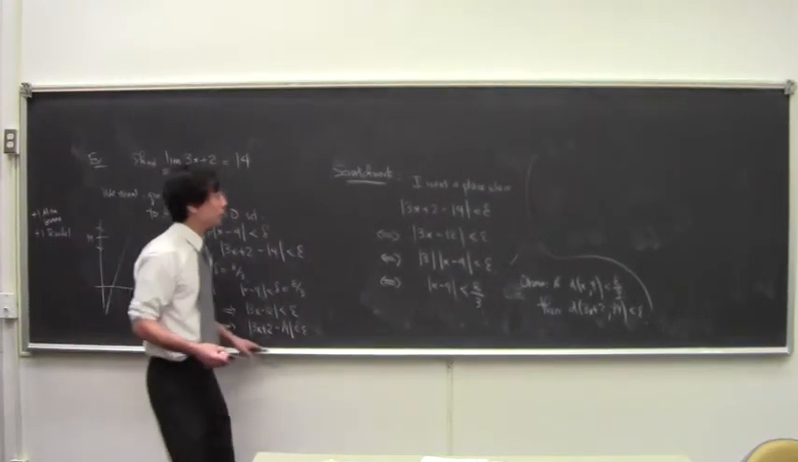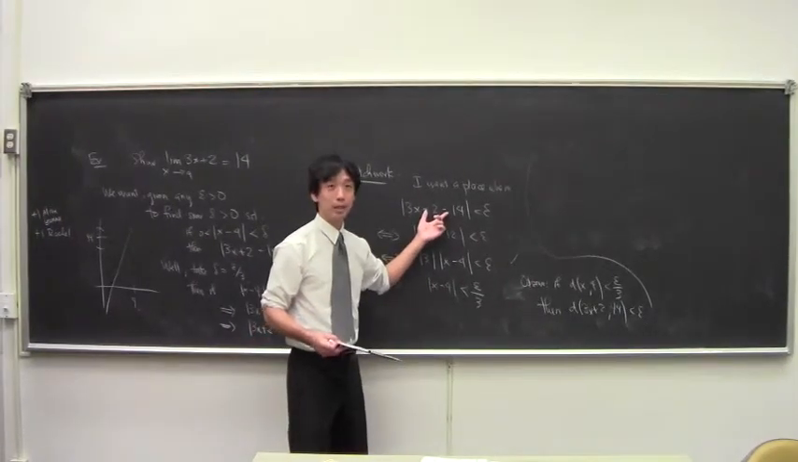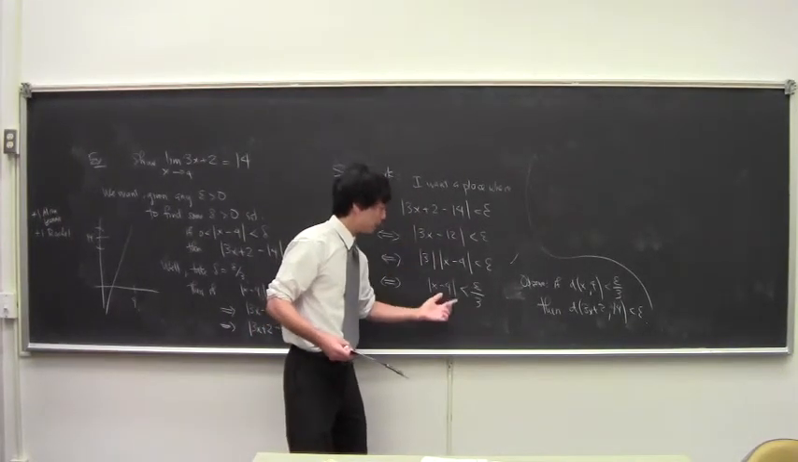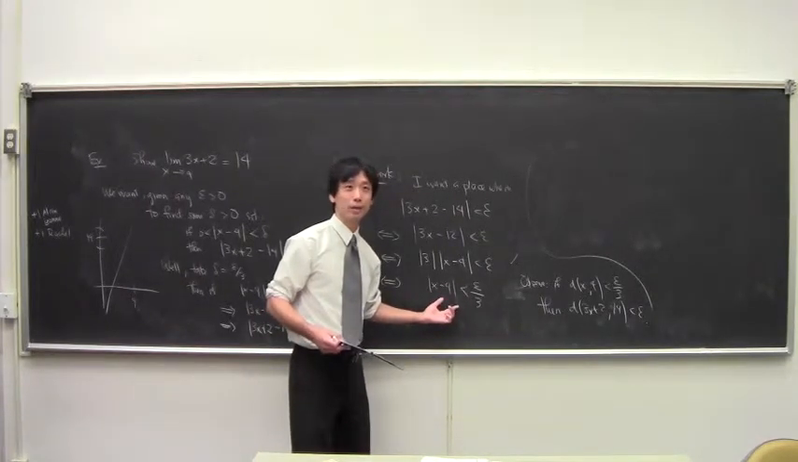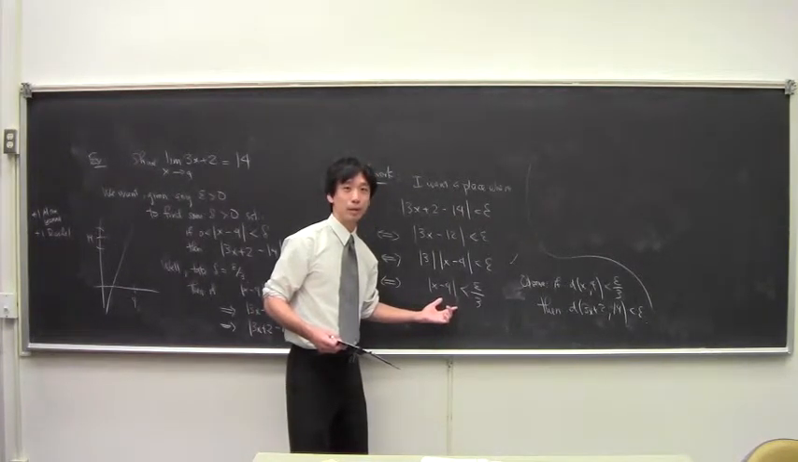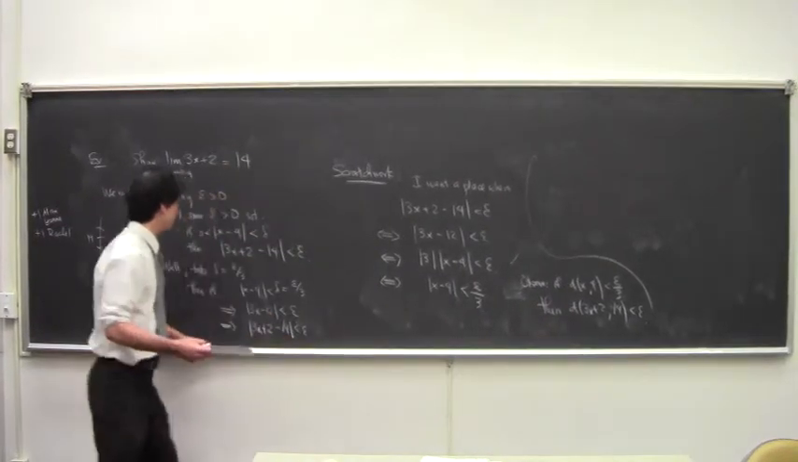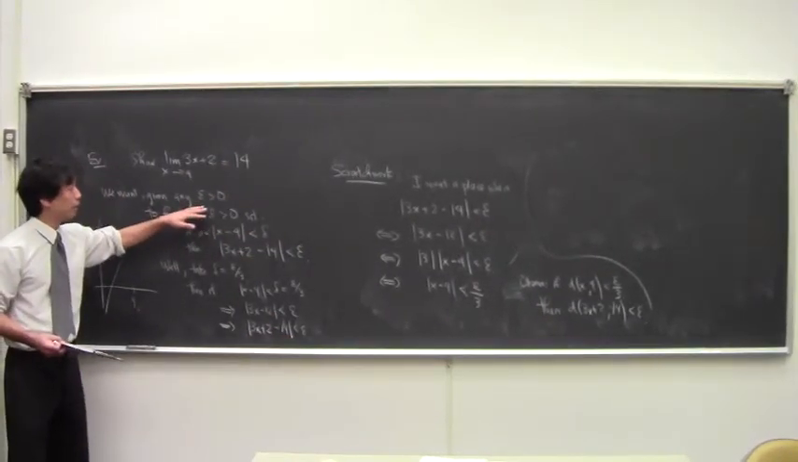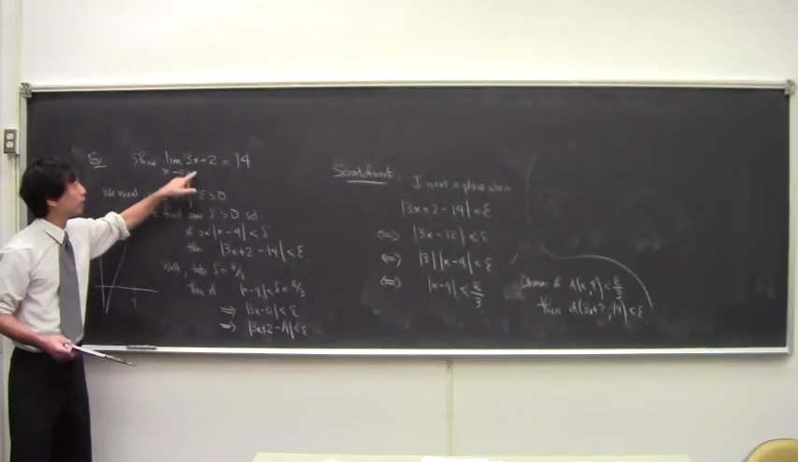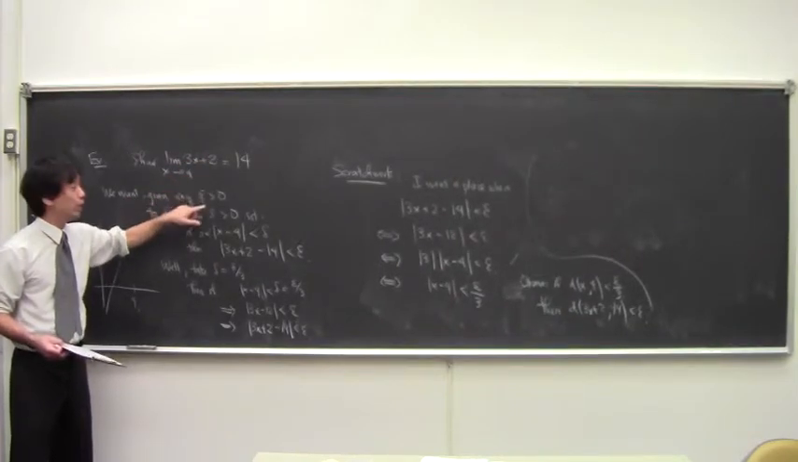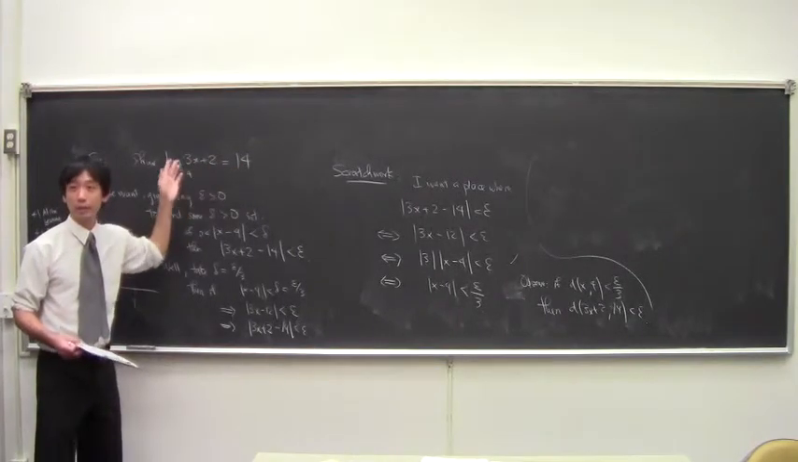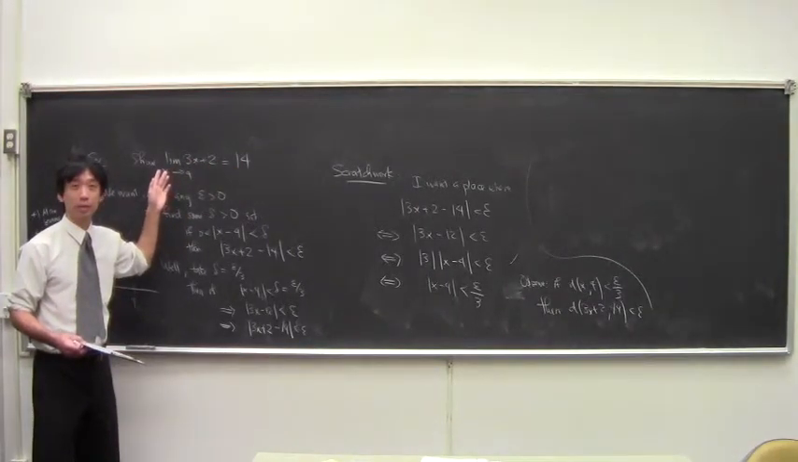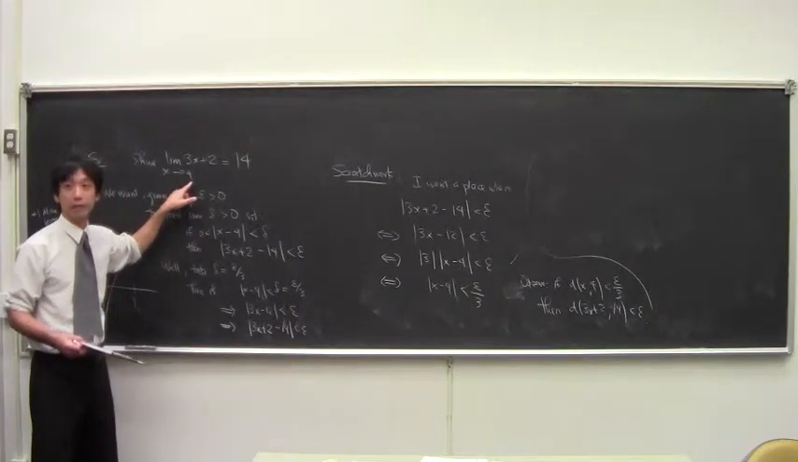You say, let's look at the condition and simplify it, and that will turn into something that tells you exactly the distance you're looking for. So now if you want this thing to stay within 1 of 14, how close to 4 do you have to stay?